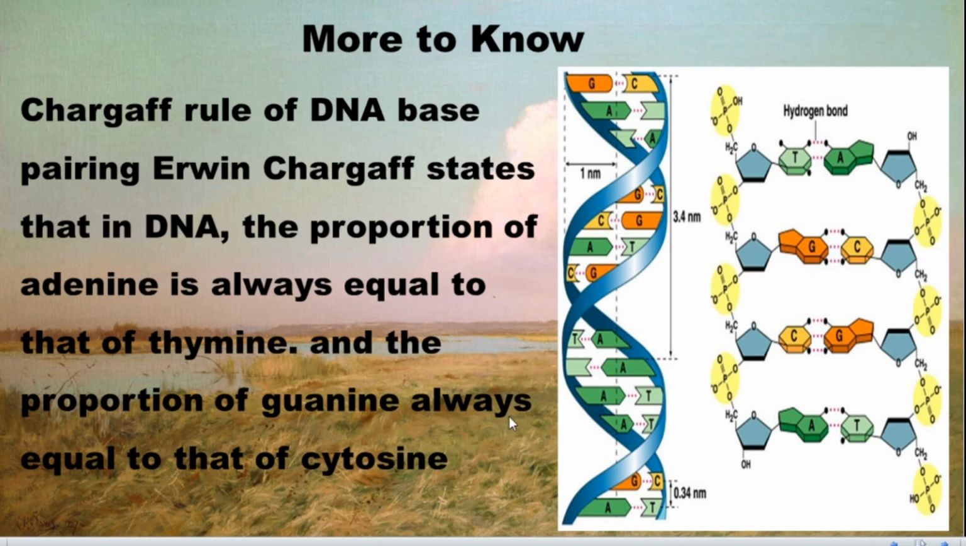And guanine is always equal to cytosine. So the number of guanines is always equal to the cytosines. The number of thymines is always equal to the adenines, because they only pair together. Adenine always pairs with thymine, so each pair is always matched. That's why the amount of adenine is always equal to the amount of thymine. The number of thymines equals the adenines, and the cytosines equal the guanines.